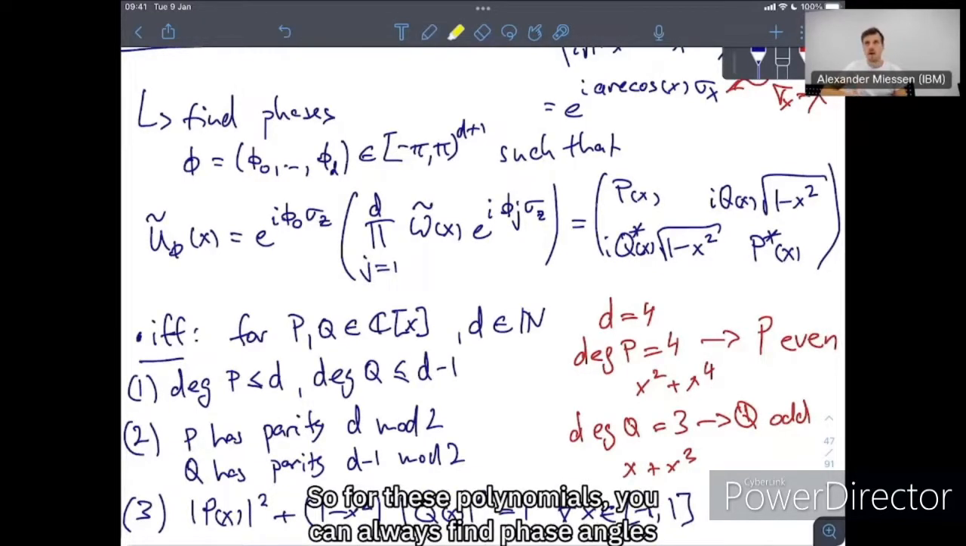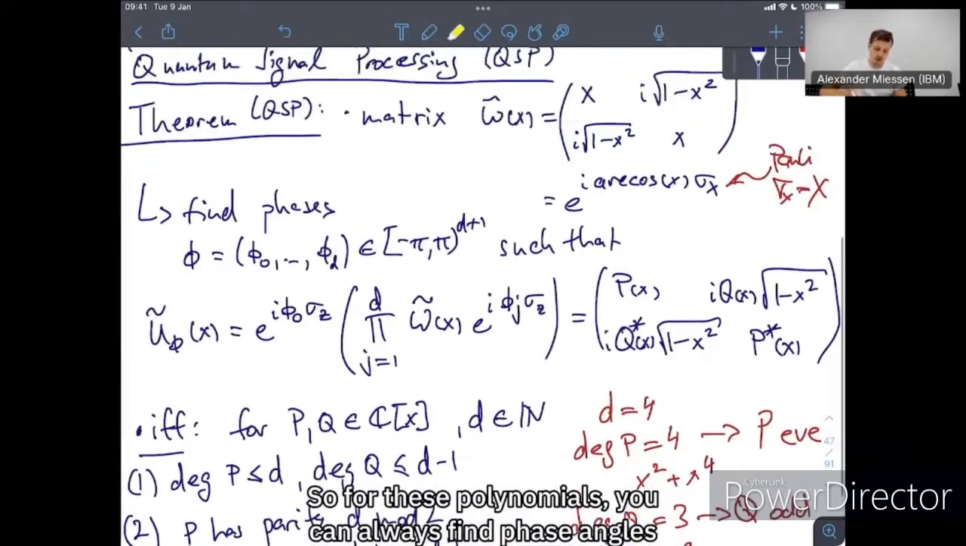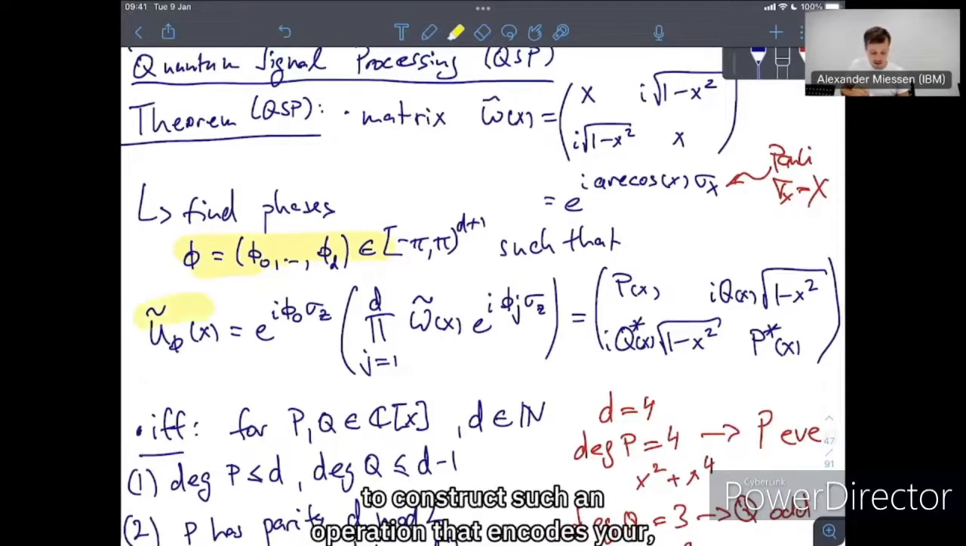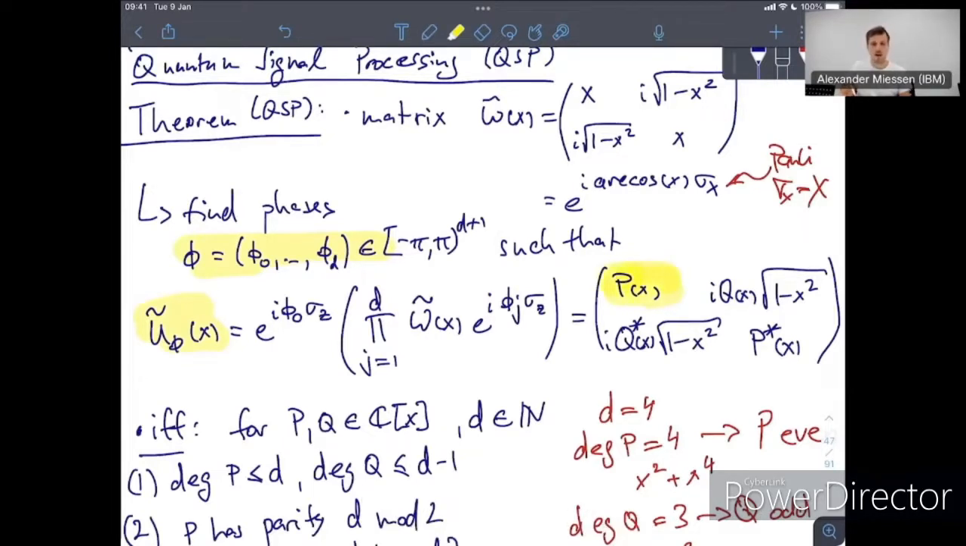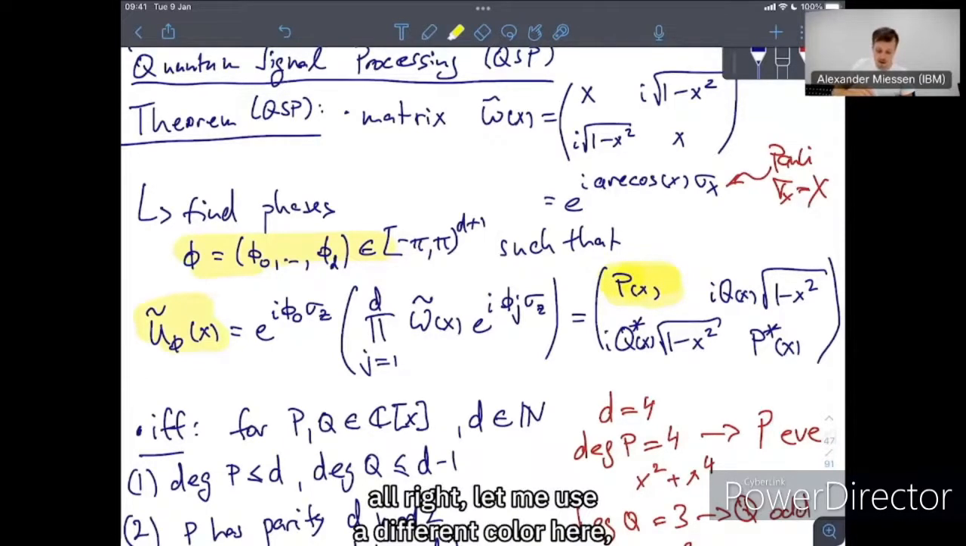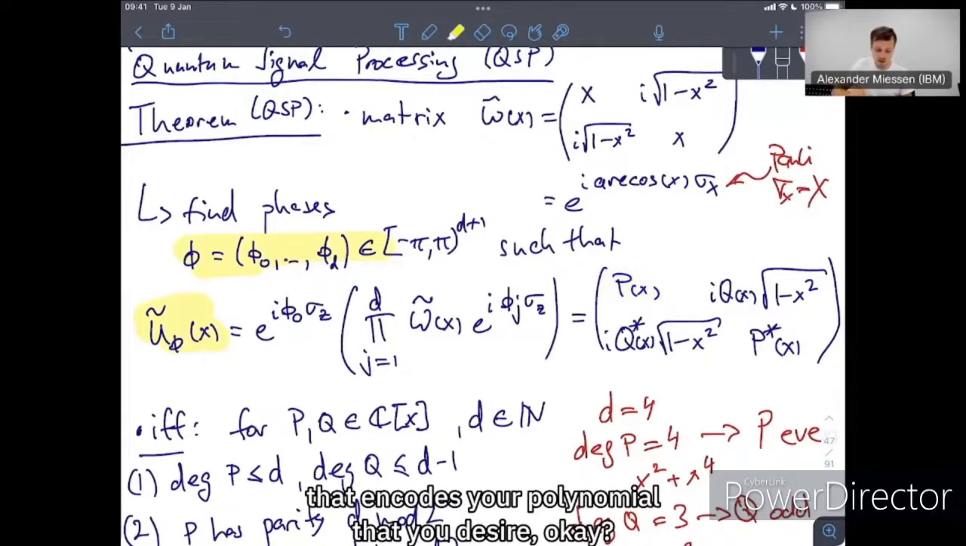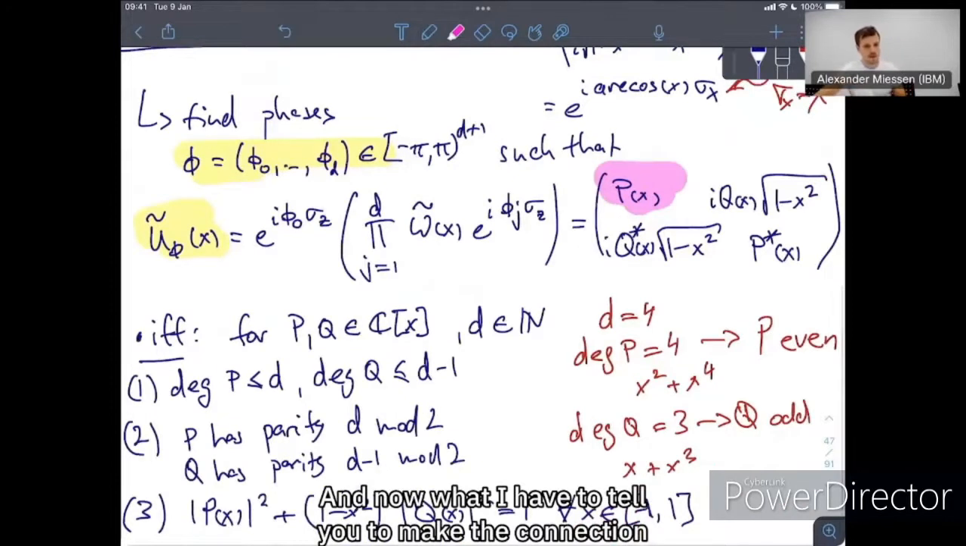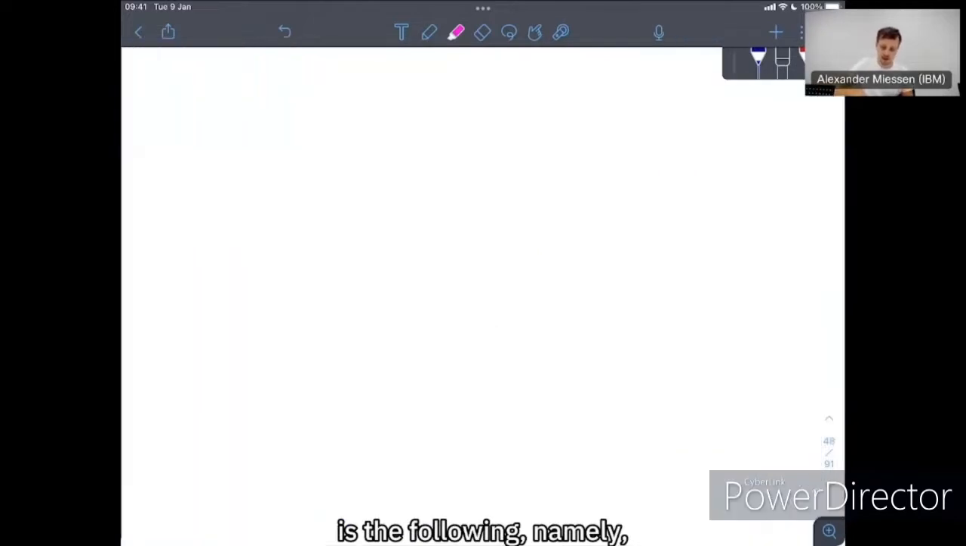So for these polynomials, you can always find phase angles to construct such an operation that encodes your, or let me use a different color here, that encodes your polynomial that you desire. Okay, so this is important.